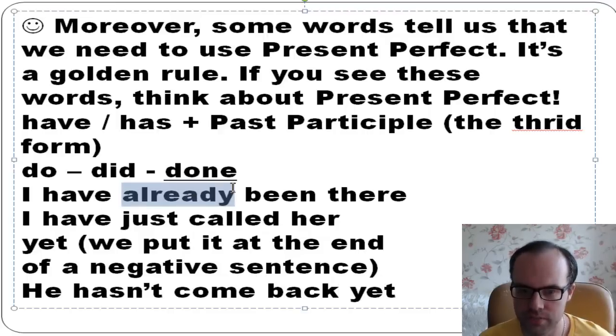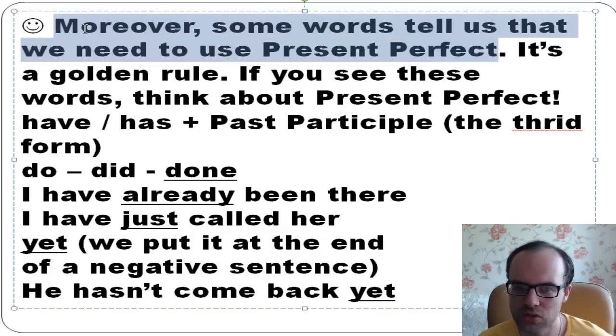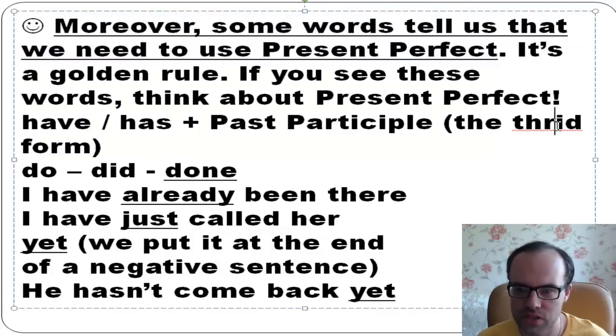So you see, already: I have already been there. Just: I have just called her. Yet, we put it at the end of a negative sentence. So you see it at the end. We say in the end, but at the end of something. Okay? So he hasn't come back yet. Moreover, some words tell us that we need to use present perfect, so it's very important. It's a golden rule. So if you see these words, think about present perfect.